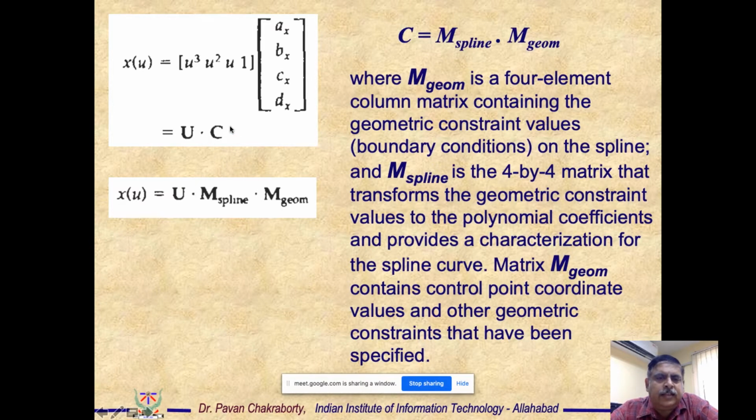But this vector c, which is made out of these parameters, can we separate it into two parts? One being a matrix which I call M spline, the other part being M geometry. M geometry will be entirely dependent on the geometry, that is the points or the derivatives at the points. And M spline is an intrinsic property of a spline, independent of which points or derivatives we choose. Can we get something independent like that?